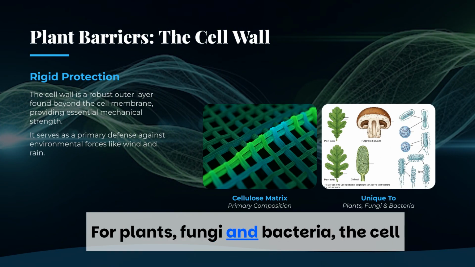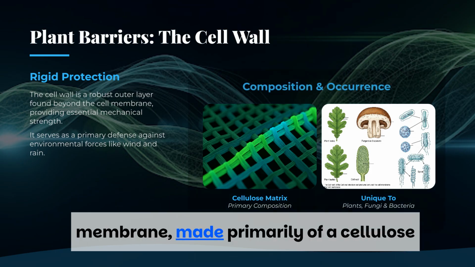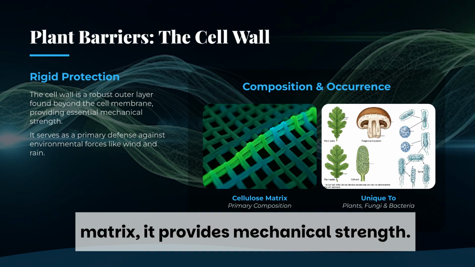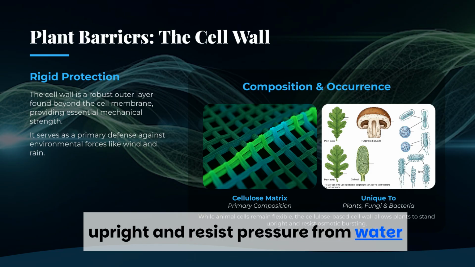For plants, fungi, and bacteria, the cell wall provides rigid protection beyond the membrane. Made primarily of a cellulose matrix, it provides mechanical strength. This robust layer allows plants to stand upright and resist pressure from water intake.